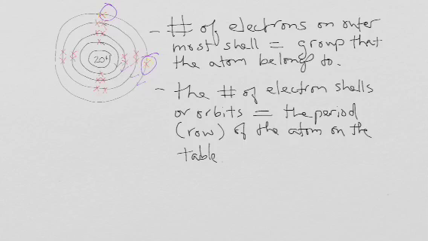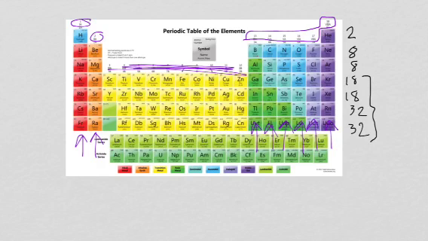If I'm an atom of chlorine, where is chlorine found here? 17, Roman numeral 7. How many is it missing? 1. Is it easier to take 1 or get rid of 7? It's easier to take 1. So, in the next video, we will talk about valence electrons.